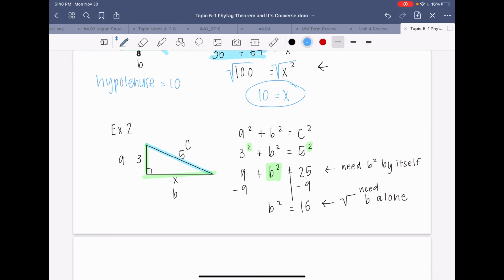So then we're going to take the square root. And the square root of 16 is 4. So that missing leg, x or b, however you left it, is 4 units.